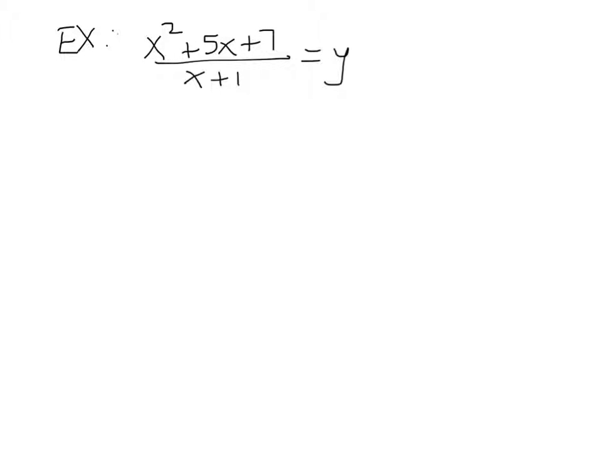Here's a different sort of an example. In this case, I look and the numerator is not factorable. I know that because there are no factors of 7 that are going to add up to 5, so I have to leave that trinomial alone. So there is no hole in this expression because there is no common factor.